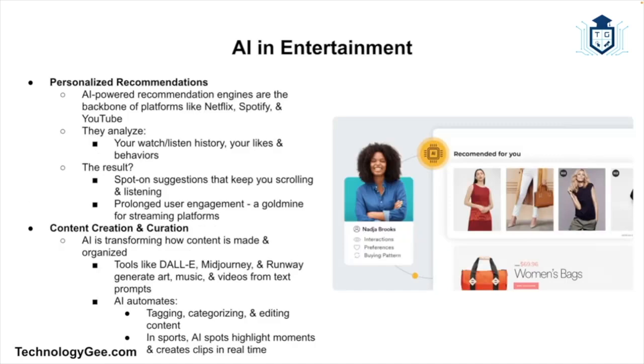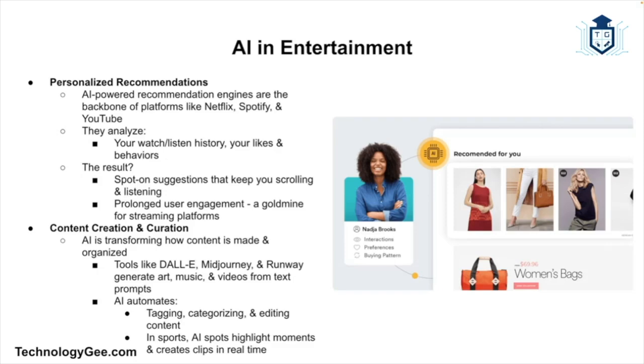You've probably interacted with AI in entertainment every single day without even realizing it. One of the ways is through personalized recommendations. So let's be honest. How often do you scroll through Netflix, Spotify, or YouTube without even thinking? That's the magic of AI if you're doing that, because recommendation engines use AI to analyze your watch and listen history, your likes, and your behavior. Based on that data, they suggest what to play next, and they get eerily good at it. And this isn't just convenience, this keeps users engaged much longer, which is gold for streaming platforms.